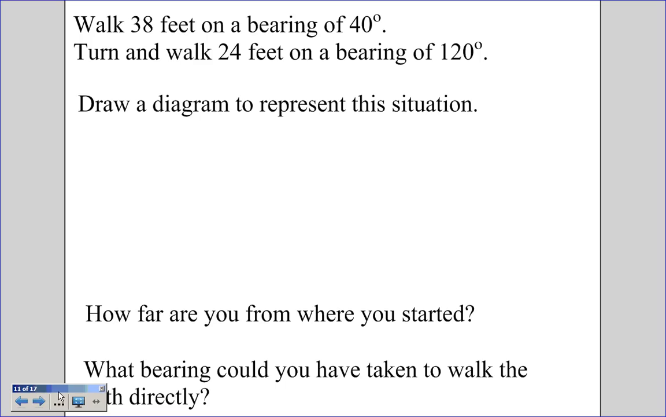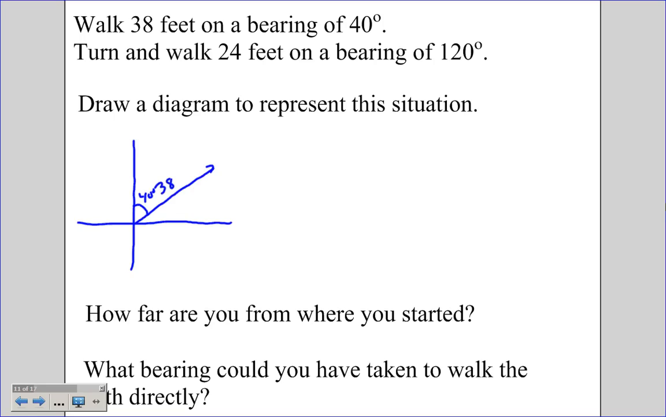Alright, now we're going to do some problems that involve vectors and bearings. Walk 38 feet at a bearing of 40 degrees, turn and then walk 24 feet at a bearing of 120 degrees. So let's start out. We're going to walk at a bearing of 40 degrees, so that's in this direction. We're going to walk 38 feet. And a bearing of 40 degrees means that this angle here is 40.